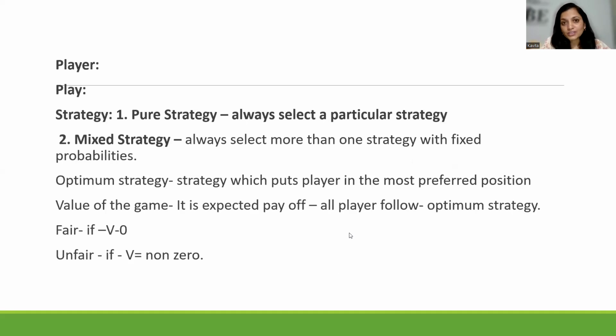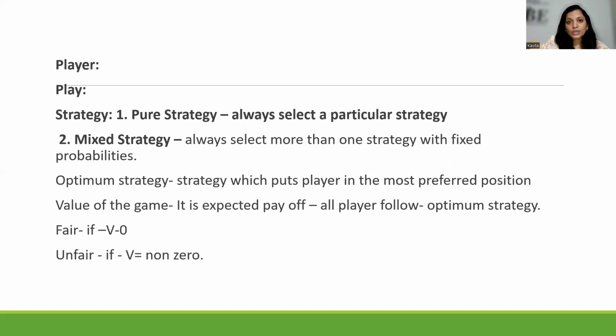So what is a game basically? In the next 20 or 25 minutes, I'm going to tell you what is meant by game theory, what things are included in game theory, what we calculate and how we calculate the value of the game. So basically, what is meant by game? A game is a competitive situation where there are players and strategies.